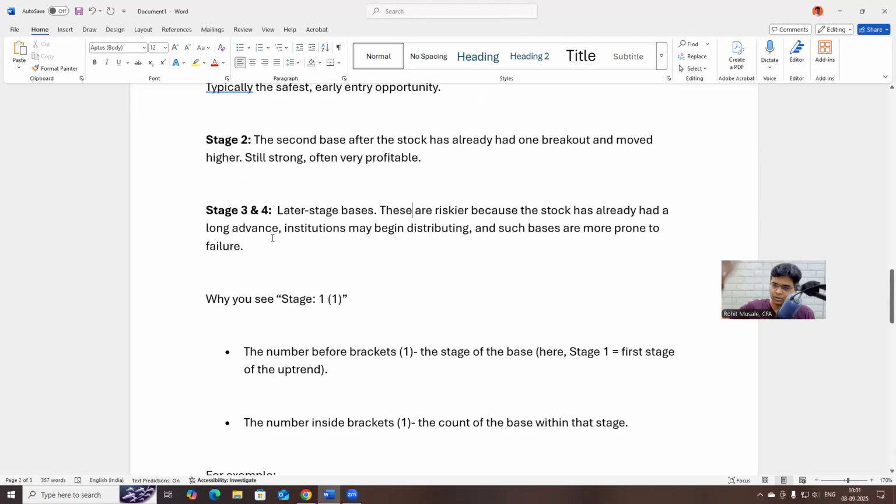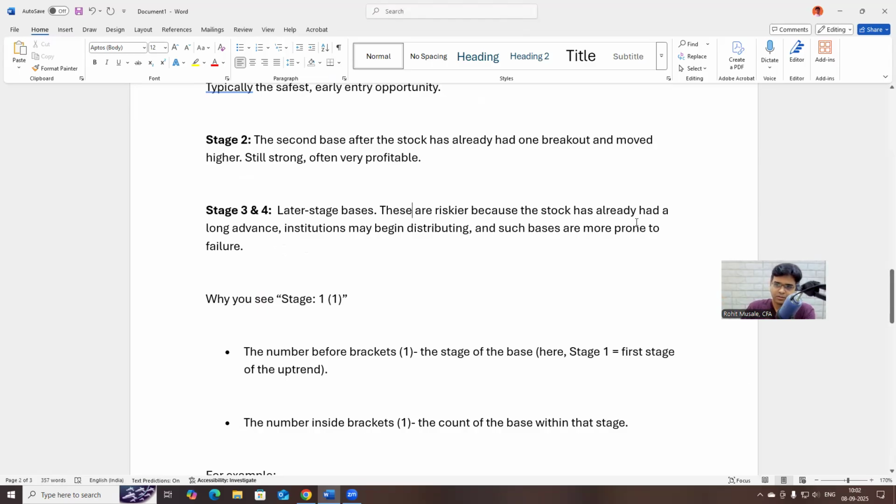So the stock has already gone up around 50% from the breakouts. From base 1, from base 2, minimum 25%, that's 50. Plus from the bottom till the base formation, that could be another, say, 20%. So the stock has had a big move. That is why they call stage 3 as a later stage base.